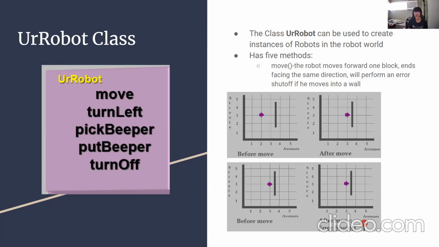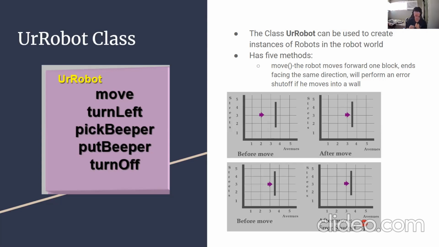What does move do? It's quite obvious. It moves forward 1 block. It ends facing the same direction, and if it moves into a wall, it'll perform something called an error shutoff. What an error shutoff is, is that it basically shuts the robot off. The robot will say to itself, hey, I can't do that. There's a wall in front of me, I can't move past that, and therefore I'm going to shut myself off because I have received an instruction that I cannot do.